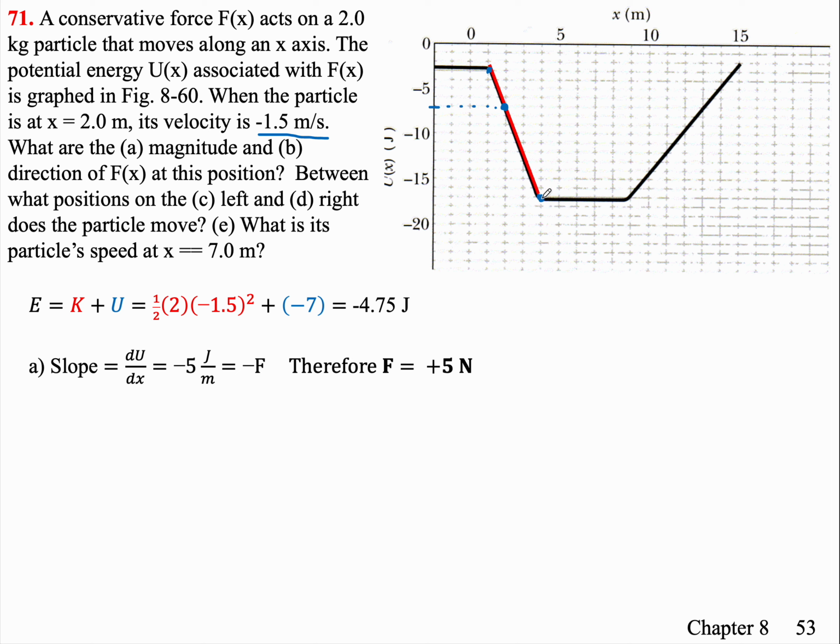And remember that the negative slope, or the negative derivative of this, gives us the force. So if the slope is negative 5, the force therefore has to be positive 5. So what's the direction? The force would be actually towards the right, or in the positive direction.